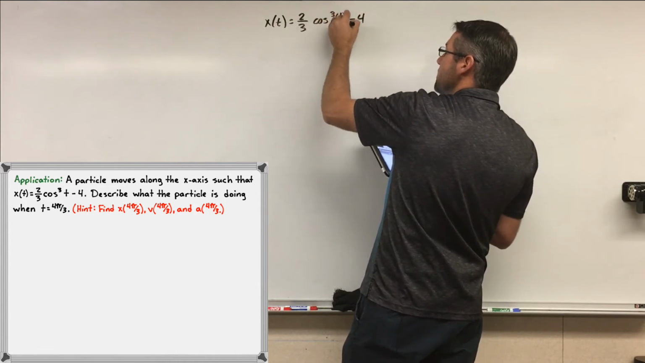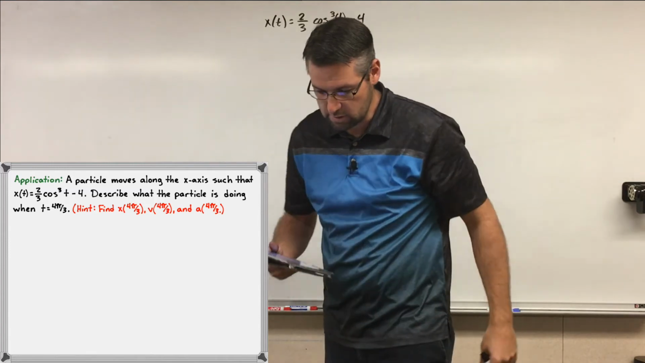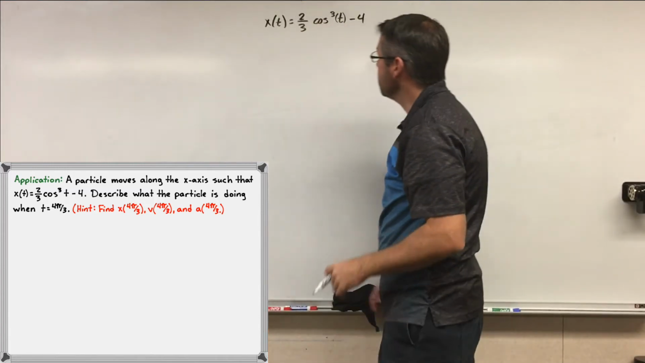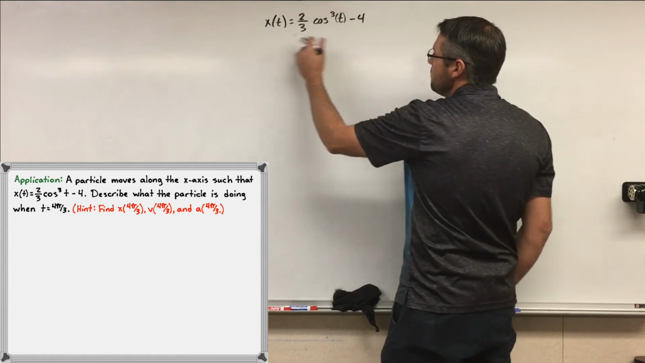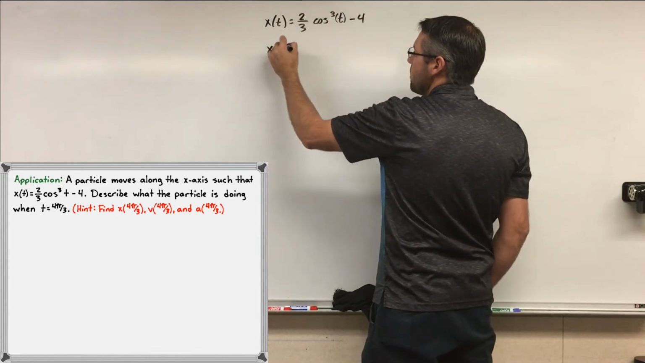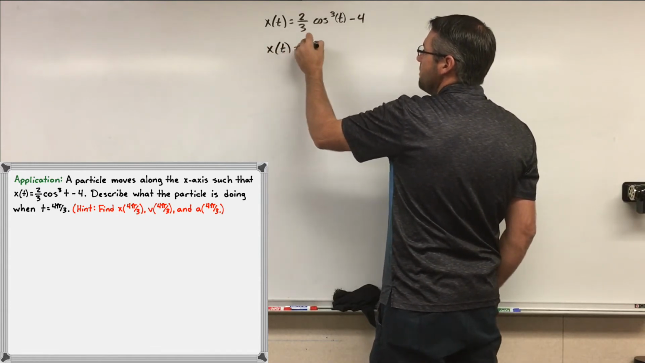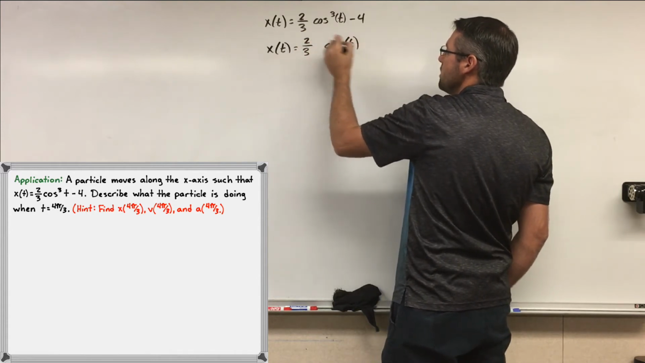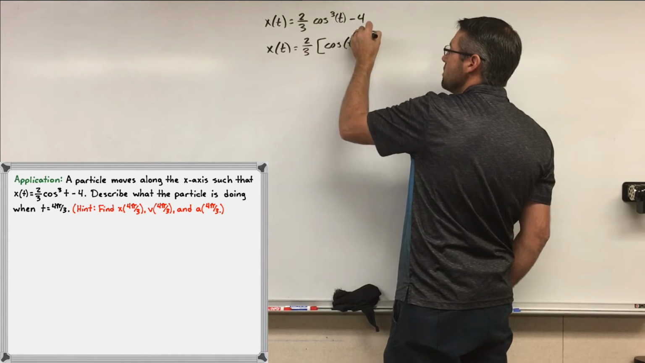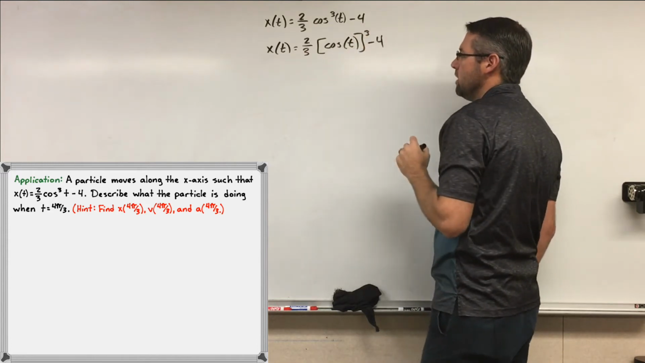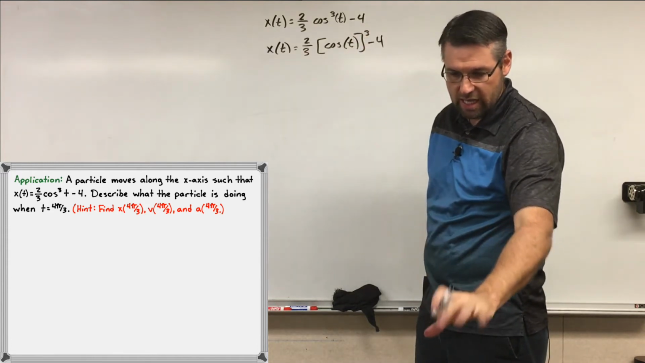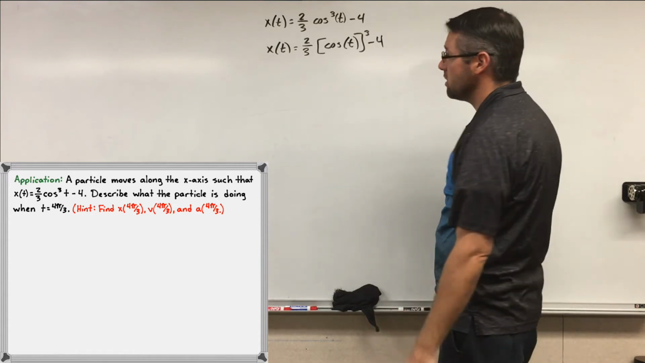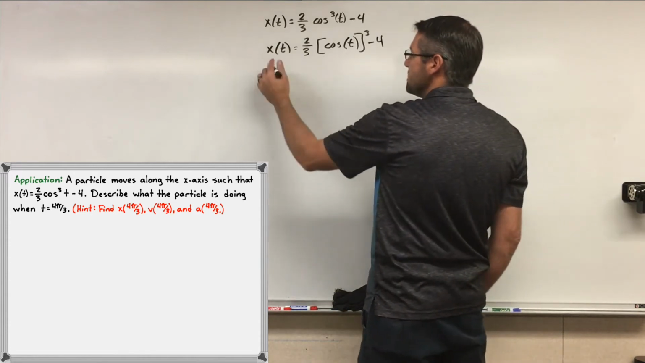And I'm going to put parentheses around that t so I know that that is what I'm taking the cosine of. Then I'm going to rewrite this a little bit because I don't like where that cube is. It doesn't really tell me what I'm doing. So it's actually cosine of t and then cubed, minus 4. In the hint, I told you to find the position, velocity, and acceleration. So let's go ahead and find the position here.